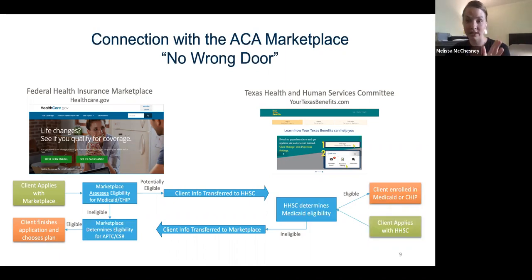If you start at Your Texas Benefits, it's going to work the same way but backwards. So first you determine eligibility for Medicaid or CHIP. If you're ineligible, you get transferred to the marketplace. If the marketplace gets an account transfer, they contact the client. The client then has to go set up a healthcare.gov account, finish that application, and get enrolled.